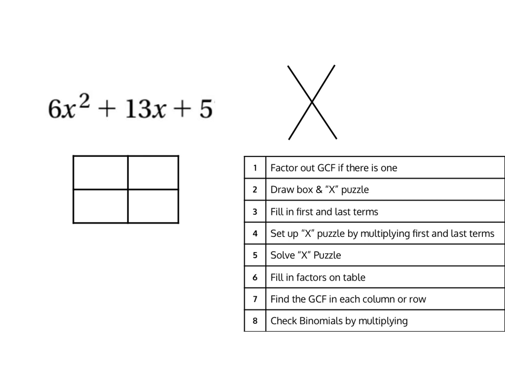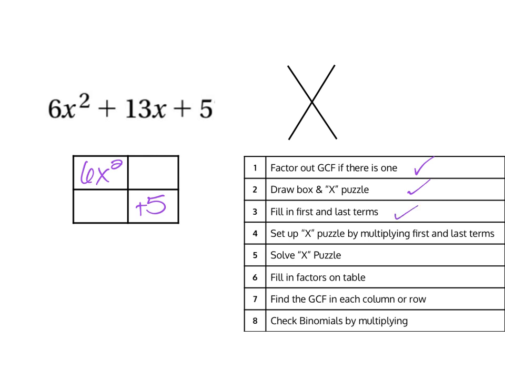So here's our first one. First of all, I'm going to check for greatest common factor. I do not see one, so then we're good there. My box and X puzzle are drawn. We're going to fill in the first and last terms. So this would be 6x squared, and then this would be plus 5. So that's good. We're going to set up our X puzzle.